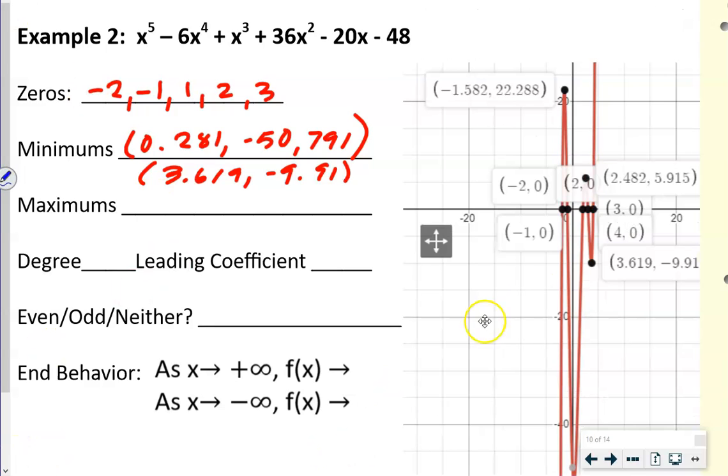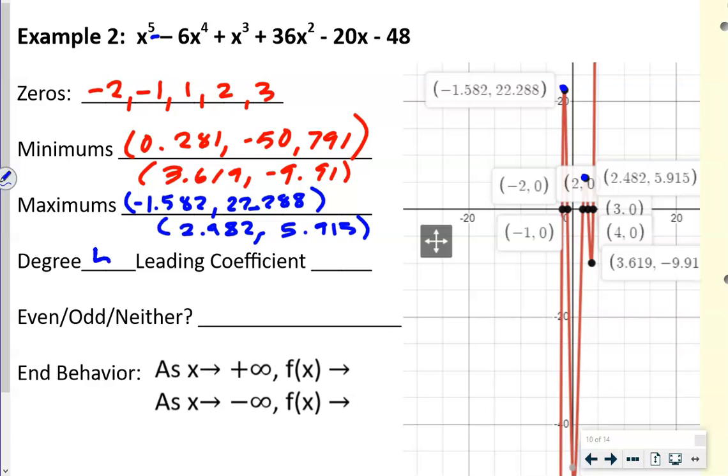Okay, so now also notice our maximums, okay? So I did snip this graph again. So we got a maximum here, right? And then we've got another maximum back over here, okay? So those were our maximums. So one of them's at, again, negative 1.582, comma, 22.288. And then we've got another one that is at 2.482, comma, 5.915, okay?